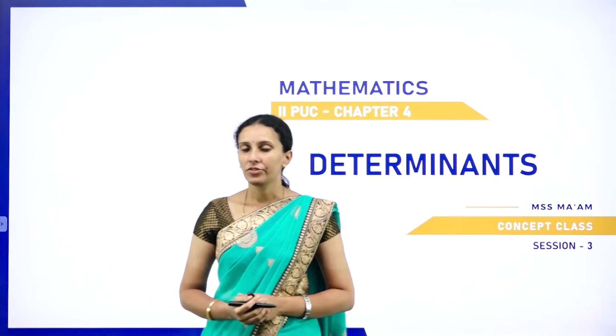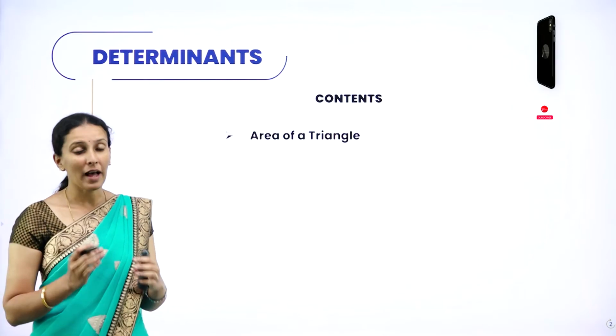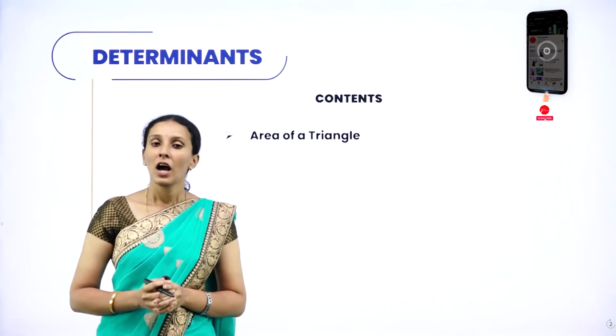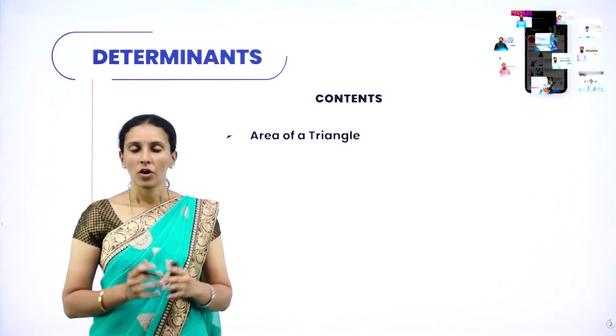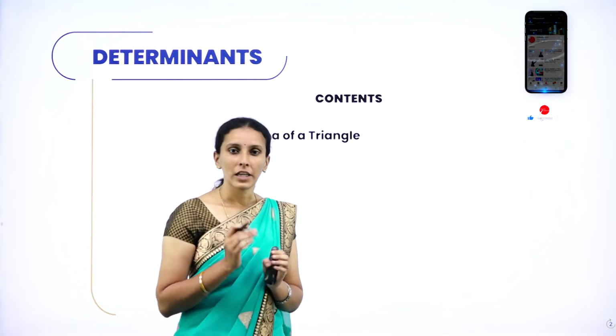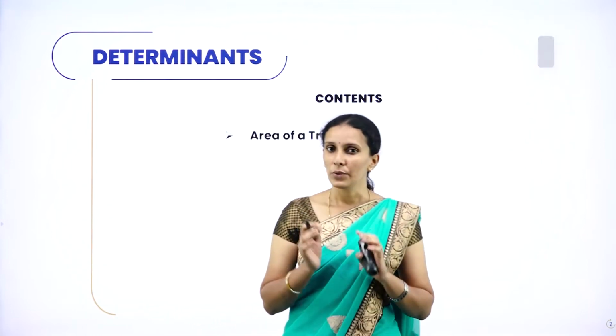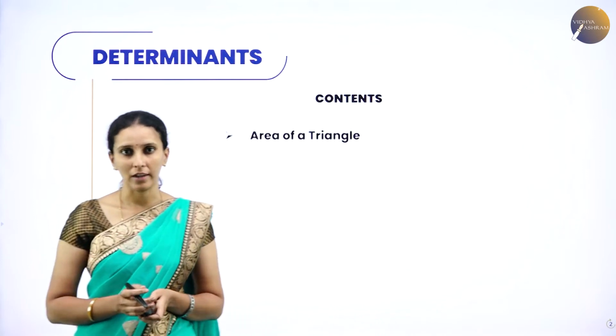So we are in session 3 of the chapter Determinants, and in this session we are learning one of the applications of determinants, that is how to find the area of a triangle with the help of determinants. Along with it, we are going to find the equation of a straight line using the same formula with which we find the area of a triangle.